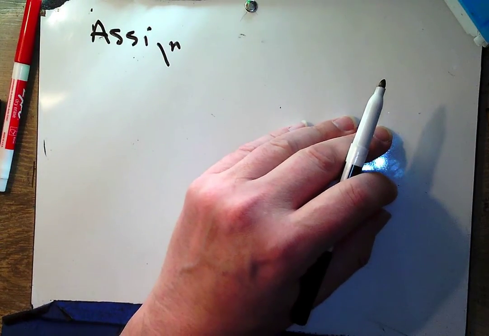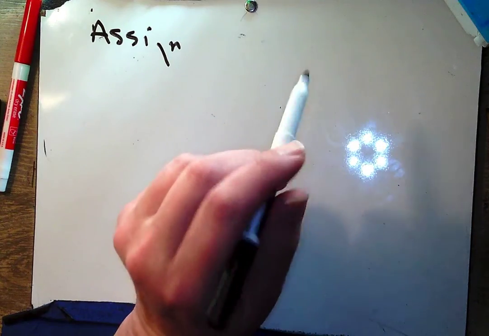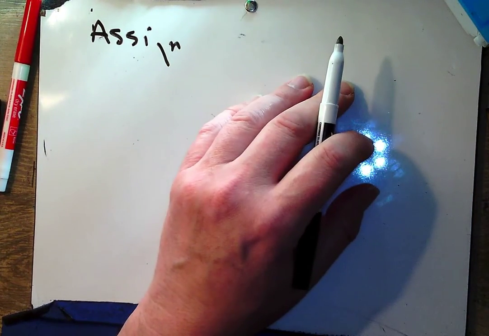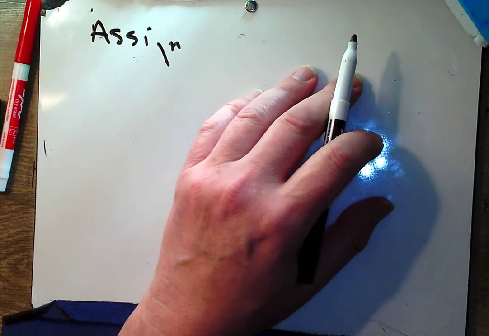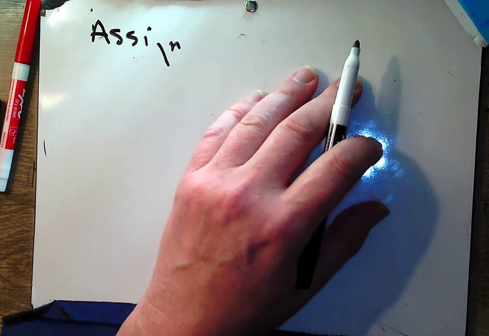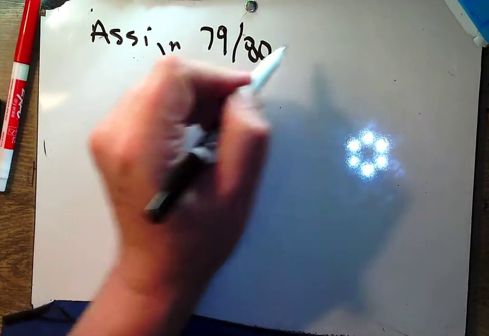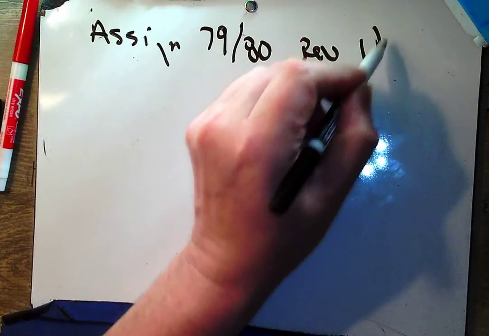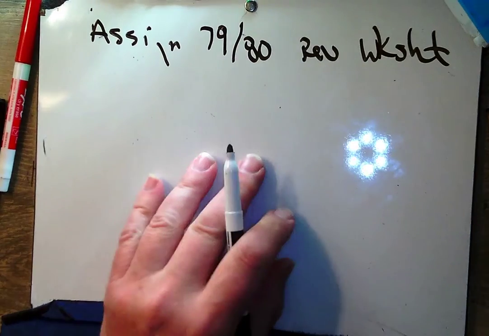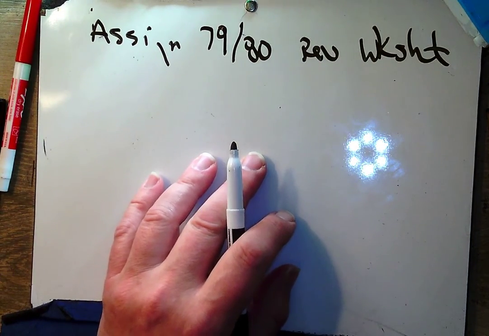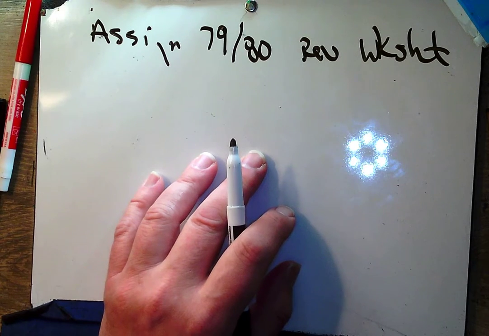You know, it's interesting because currently this worksheet is labeled in my computer assignment 80, but on the assignment calendar it says we're working on it in 79. So I'm going to call this 7980 review worksheet. Okay, let's take a look. There's 21 questions. That should keep us busy for a while.